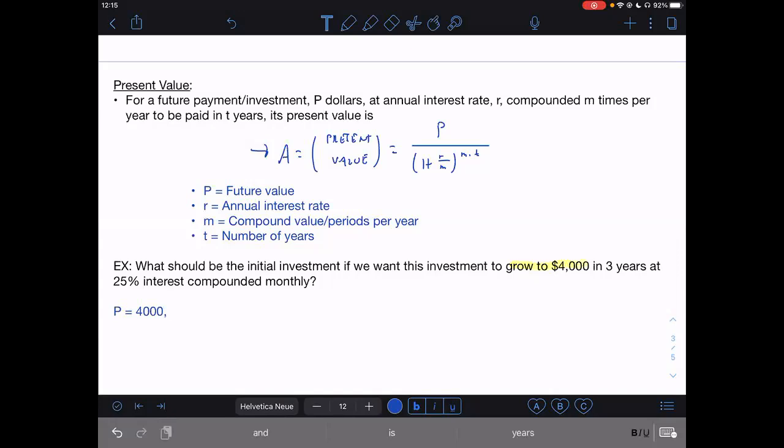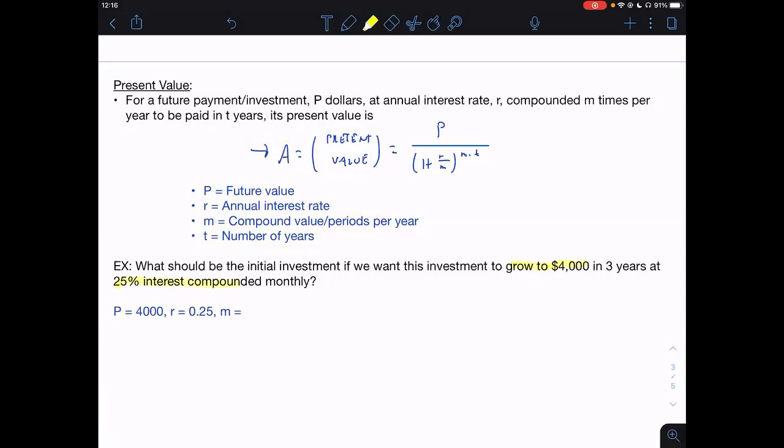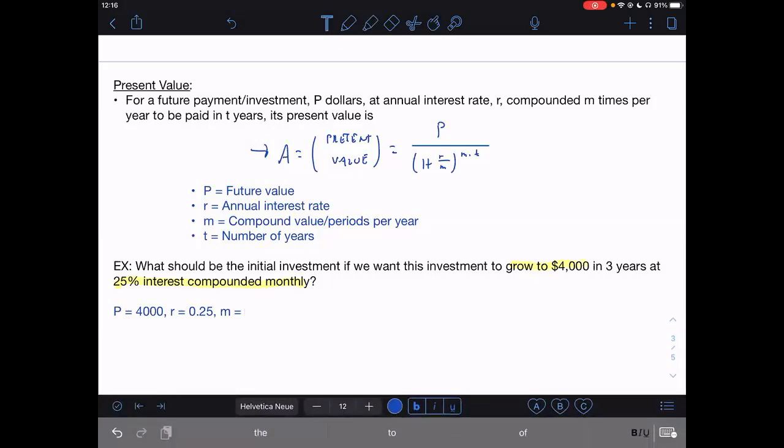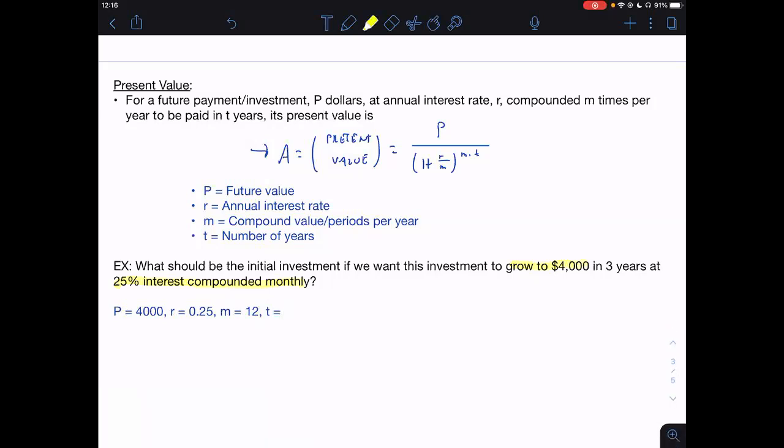Okay. And then identify once again our interest rate. Our interest rate is 25%, so that would be 0.25. Identify the number of periods per year, our compound value of M. And in this case, we want to compound this interest rate monthly. How many months do we have in a full year? 12. So for each year, we're going to compound that interest 12 times. All right, and we want to figure out what should be our initial principal, our initial investment, if we want this amount to go to $4,000 in 3 years. So T is going to be 3 here, 3 years.